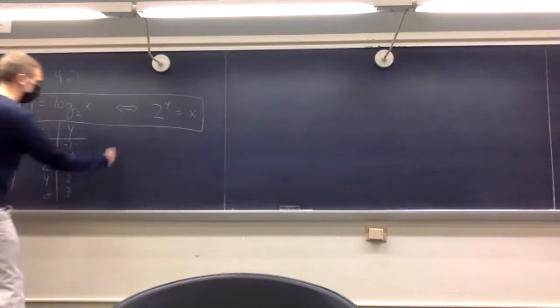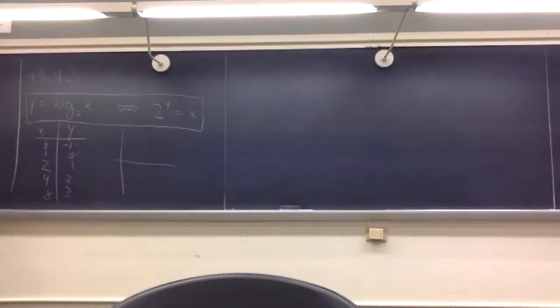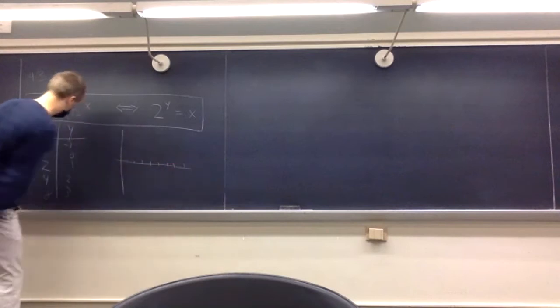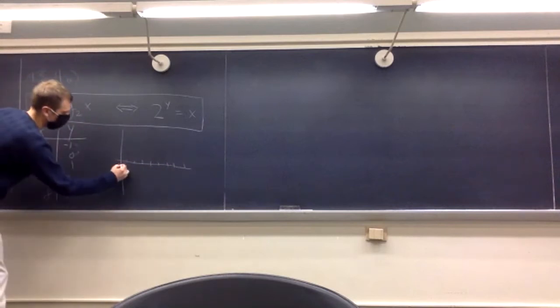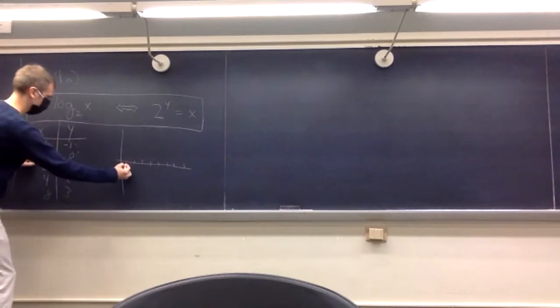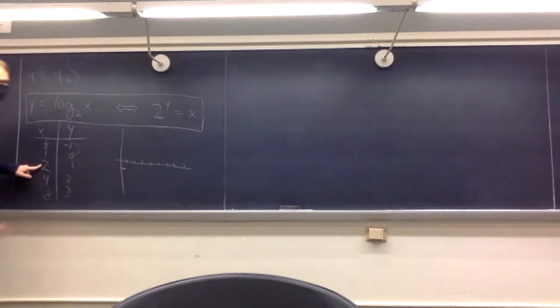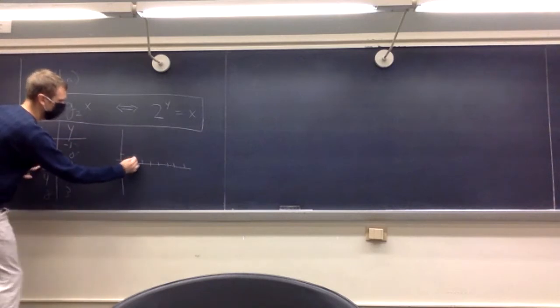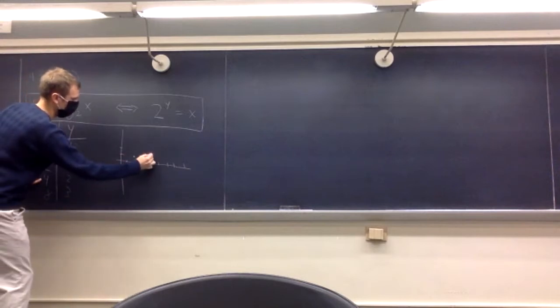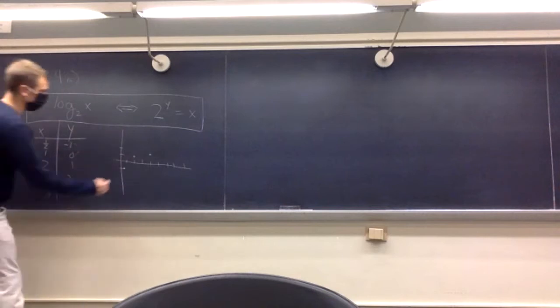So we plot these. And we know there's no negatives that we are inputting for our x's, but our y's have this nice opposite. 1, 2, 3, 4, 5. At 1/2, we're right here. At 1, we're at 0. At 2, we're at 1. At 4, we're at 2. At 8, we're at 3.